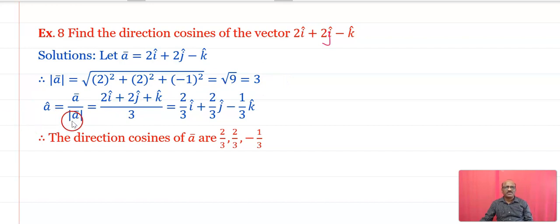What is a cap? A cap is equal to, it's a unit vector, vector upon its magnitude. Therefore it is 2i cap plus 2j cap minus k cap upon 3. And then you will get 2 by 3 i cap, 2 by 3 j cap, and the last one here has a minus sign, that is minus 1 by 3 k cap. And therefore the direction cosines of a bar are 2 by 3, 2 by 3 and minus 1 by 3.